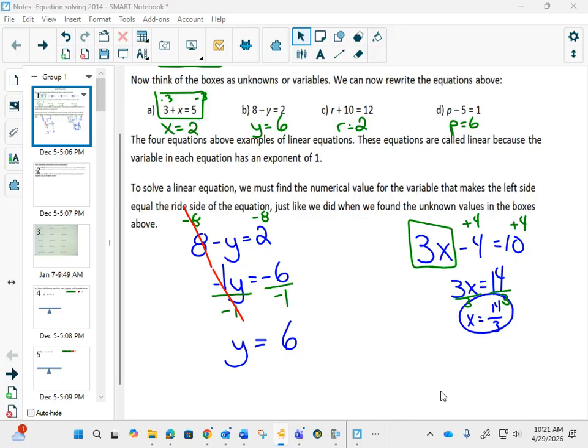Okay, these are all examples of linear equations. This is what we're solving. We're solving equations that are lines. So to solve a linear equation, we need to find the number that makes it work. Again, sometimes you can just look at it, and we're also going to learn techniques.